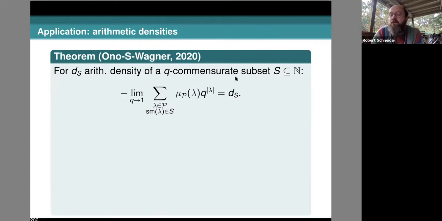We're able to prove a more general condition for subsets of natural numbers with a certain analytic condition we call Q commensurate, or Q commensurability. I don't know exactly what the noun is there, but in any event, I'll define that in a second. But for any subset that is basically amenable to Q series computations, that's what Q commensurate means, we can make a similar type of calculation.